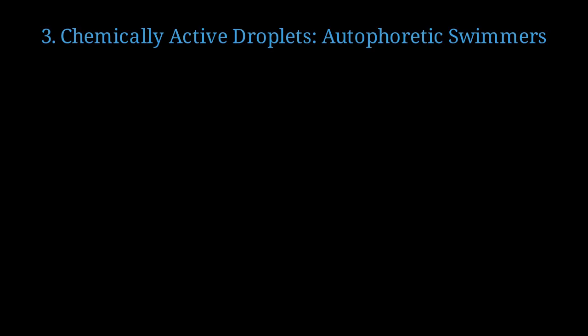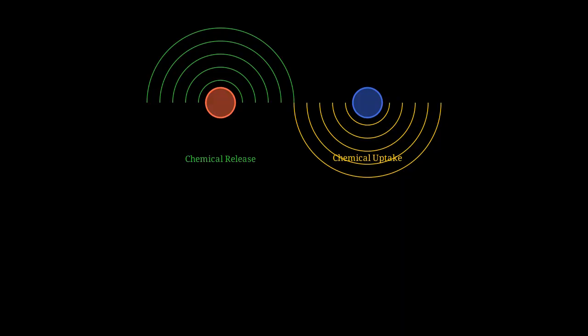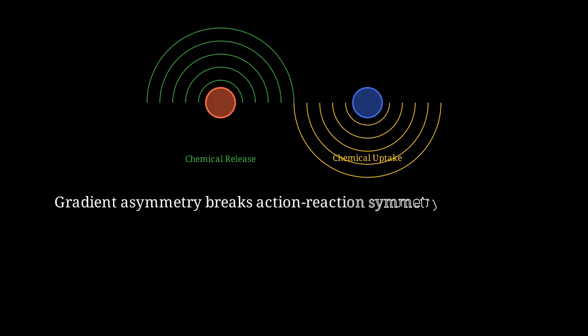Third, chemically active droplets. These are tiny droplets that propel themselves by releasing or consuming chemical species, creating concentration gradients. Active droplets create chemical gradients around themselves. One droplet might release a chemical while another consumes it. This creates asymmetric phoretic flows that lead to non-reciprocal interactions. The chemical gradient from droplet A modifies the environment that droplet B experiences, but the reverse interaction is different because the gradients are not symmetric.